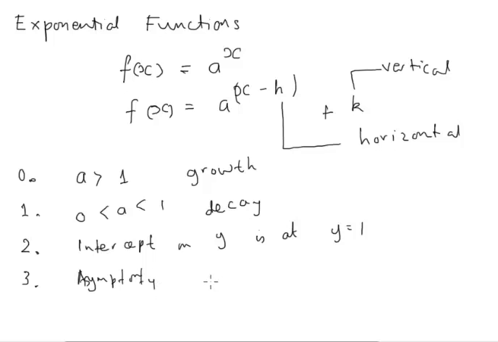Asymptote. I don't know if I'm going to spell this correctly. Is that correct? Asymptote, A-S-Y-M-P-T-O-T-E. The asymptote is horizontal.